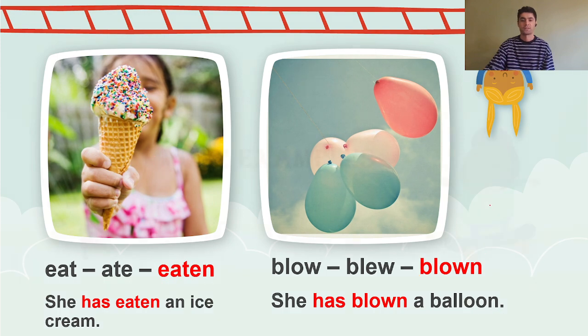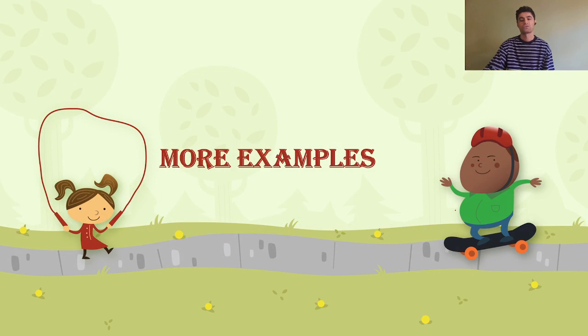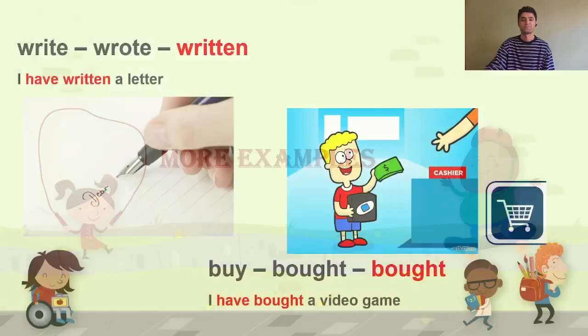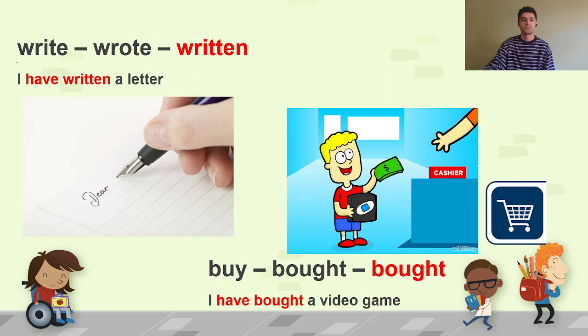Now, I'm going to show you more examples for the usage of present perfect tense. Now, let's have a look at this one. Here, the verb is write, and write is an irregular verb. And the second form is wrote. The third form is written, and we use the third form as usual. And the example sentence goes like this. I have written a letter.